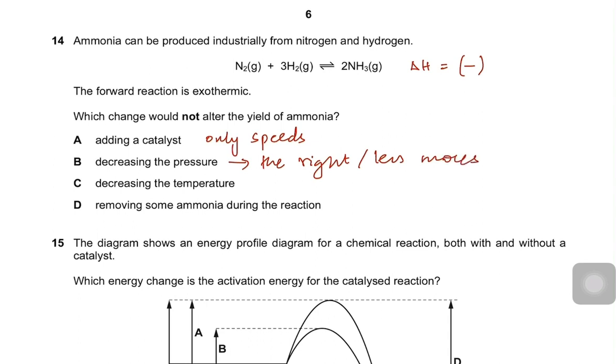If you decrease the temperature, it's an exothermic reaction. It would favor the equilibrium towards the right side. So again, right side. Removing some ammonia during the reaction, obviously it would also push the equilibrium to the right side. So B, C, D are wrong. Only A for apple is the right answer.